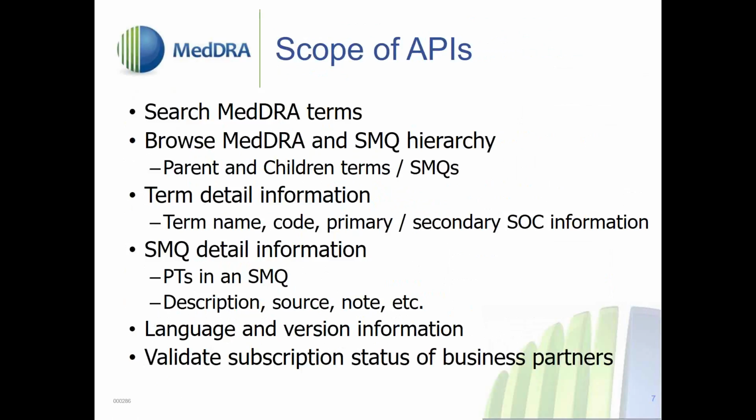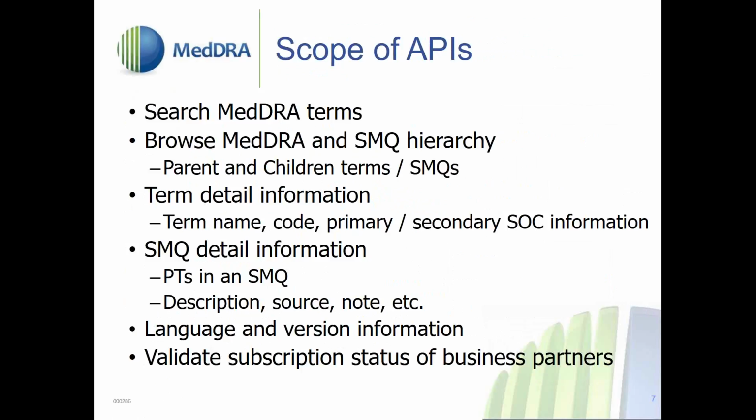Information about SMQs, in other words, the PTs that are in SMQs, as well as information about an SMQ itself, including the description, the source, the notes, etc. There's also a history function, which I don't think I listed here. That's available. There are APIs that will explain or provide what languages and versions of MedDRA are available.